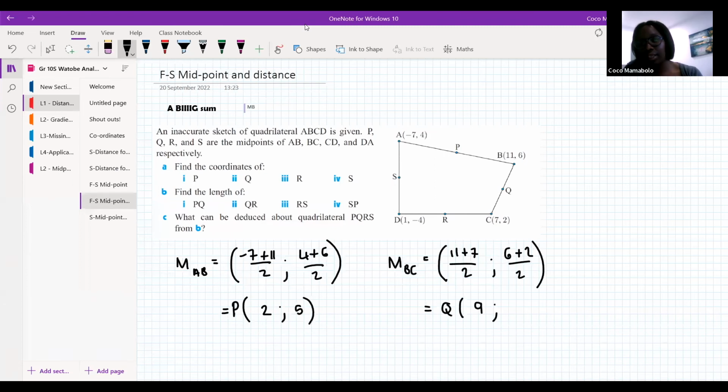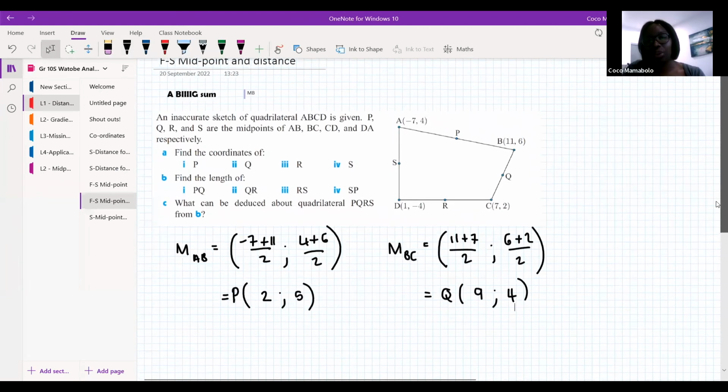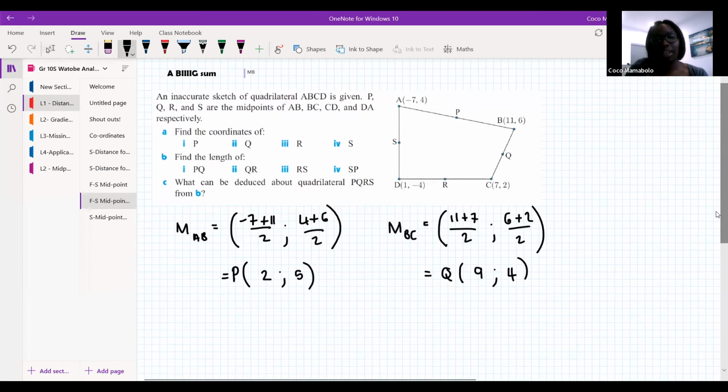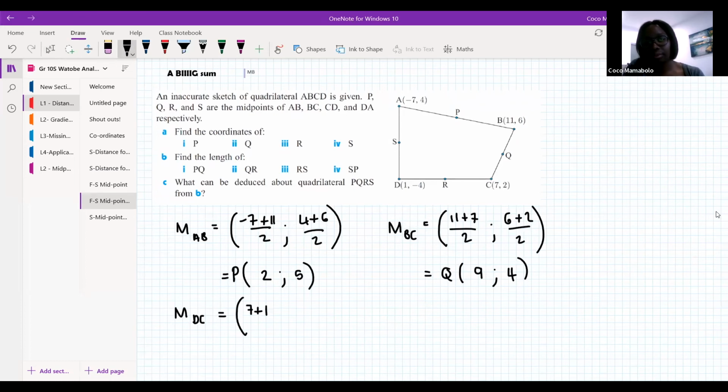This one is 9 and 4. I agree with you guys. Fumisa, it's not P, it's actually Q that is 9 and 4. P is the one that I calculated first, the midpoint of A and B. So the midpoint of D and C. Yeah, there we go, Fumisa. It's okay.